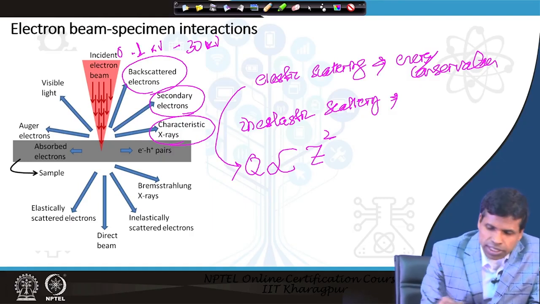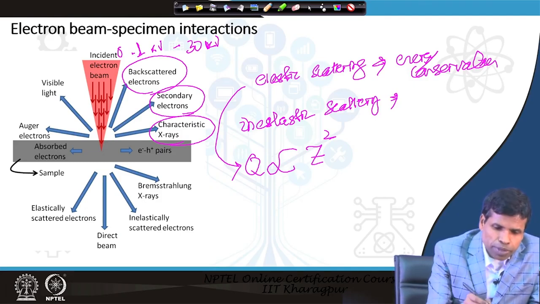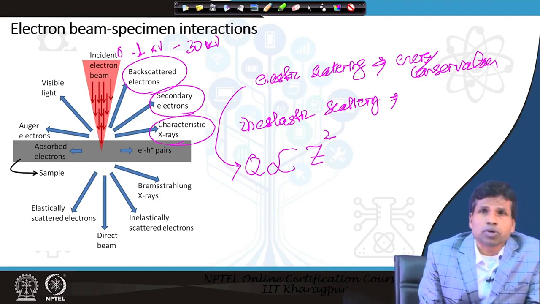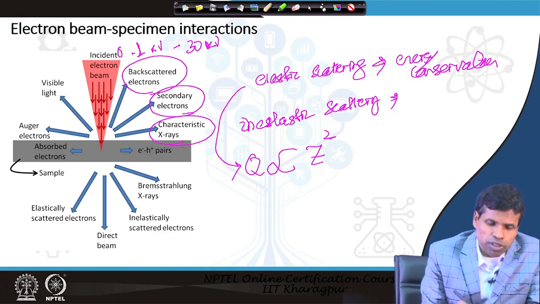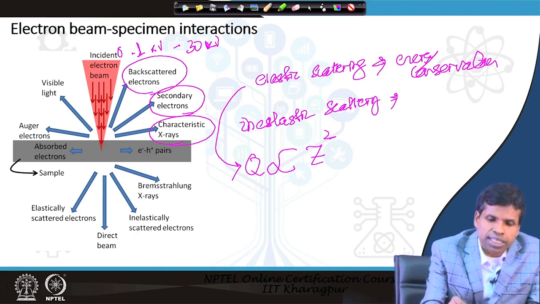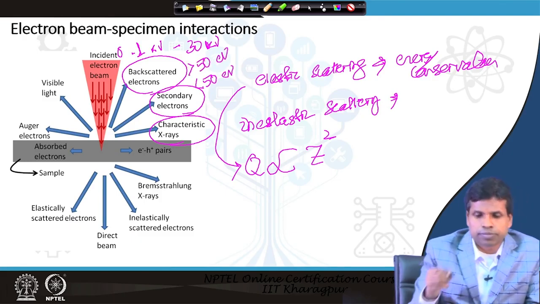The region to which the electron beam penetrates into the sample is called the interaction volume. We will discuss more on the interaction volume in our next lecture: what happens in the interaction volume, and from where secondary electrons and backscattered electrons are generated. Note that secondary electrons have energy less than 50 electron volts. On the other hand, backscattered electrons have energy greater than 50 electron volts. Thank you.